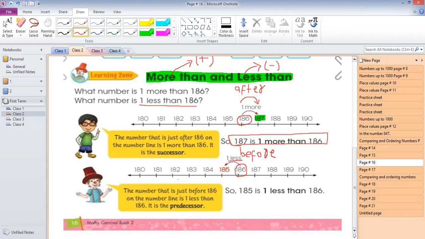What number is before 186? For that, this is 186 and you will check, this is 185. So 185 is actually 1 less than 186. We can say 185 is 1 less than 186. Again, I repeat, guys, when you have to find out more than, you will check after. When you have to find out less than, you will check before on the number line. Okay. Is it clear, guys?